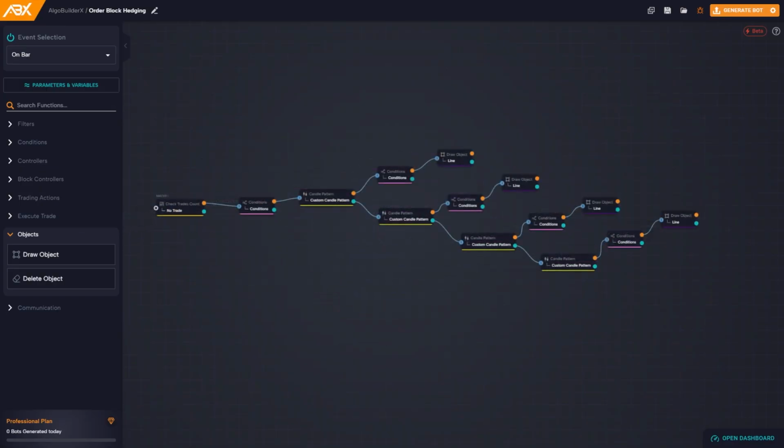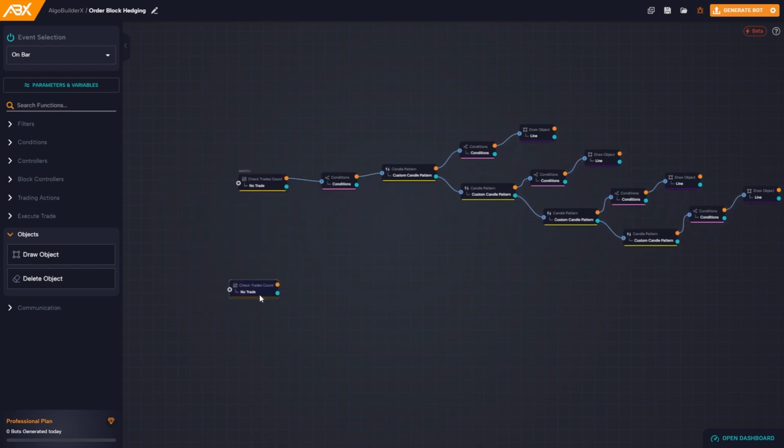Great! Now we've created the condition to identify order blocks in a bullish move and draw a horizontal line. When the price touches this line, we can decide to open a position without using pending orders. Now, let's repeat the same process for bearish movements and opening short positions.